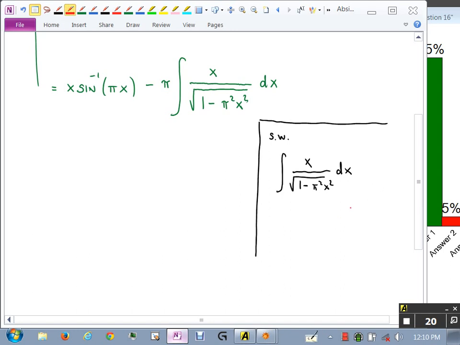So here we go. I let my u be what? 1 minus pi squared x squared. The derivative of that is, yeah, so the 1's gone. The negative pi squared is a constant. Ignore it for right now. The derivative of x squared is 2x. Now put the constant back in front. You've got negative 2 pi squared x dx.